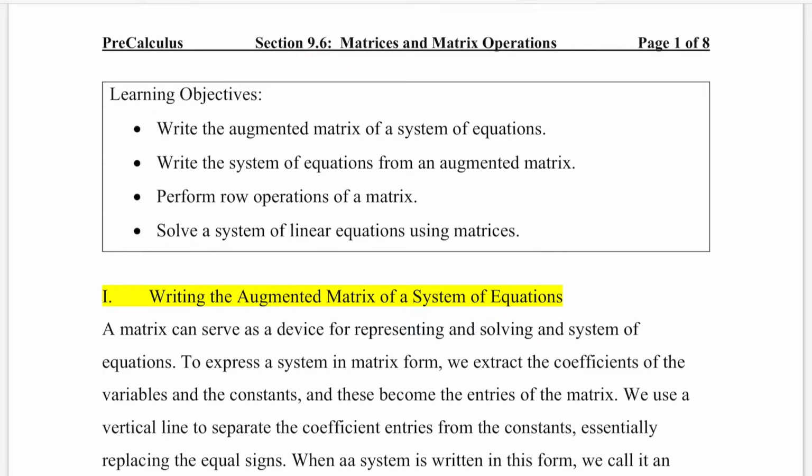Section 9.6 Matrices and matrix operations.